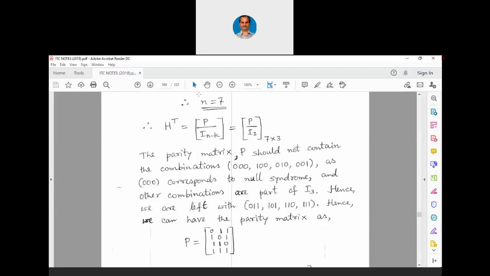Now this is again 7 cross 3, which means the bottom 3 rows are 1 0 0, 0 1 0, 0 0 1. That is the identity matrix. At the top we are supposed to have 4 rows. The 4 rows can be 0 1 1, 1 0 1, 1 1 0, 1 1 1. Hence we can have the parity matrix as 0 1 1, 1 0 1, 1 1 0, 1 1 1. This way we can decide upon the parity matrix.